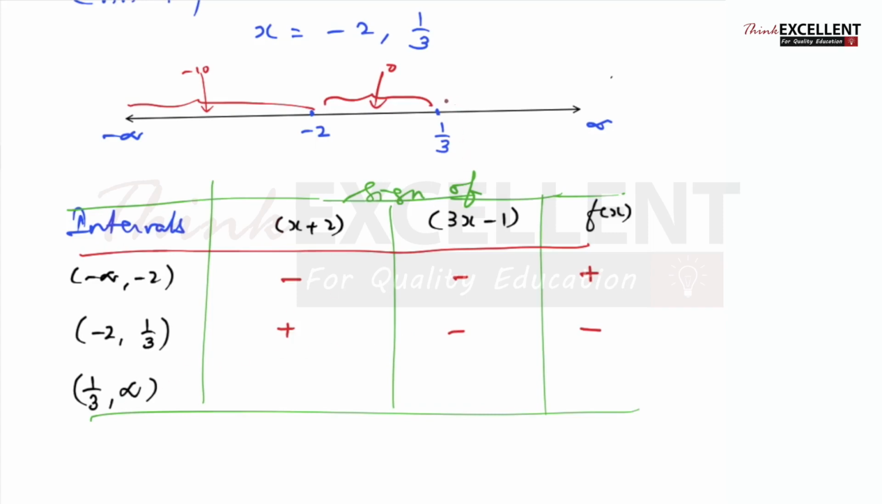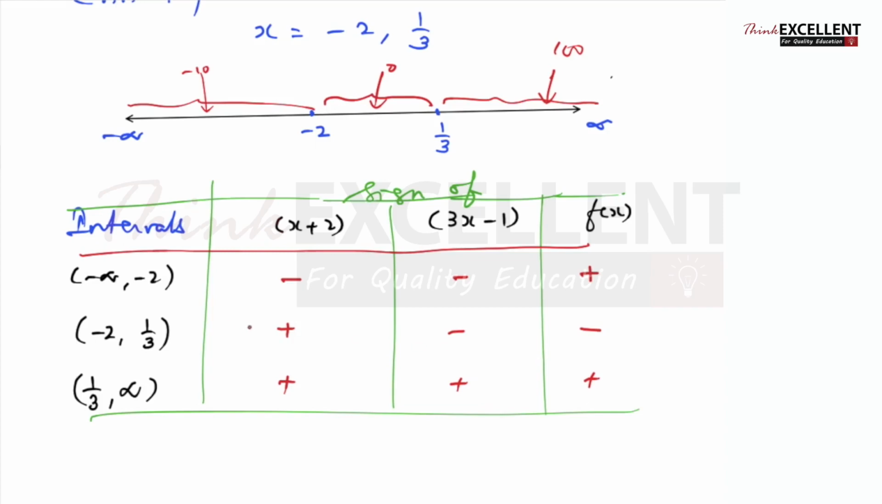Third one, 1 by 3 to infinity, greater than 1 by 3. You can take any number. So think high. Take some big number, easy to calculate, right? We are not going to do the actual calculation, no? Positive or negative, that's all. Say, I'm taking 100. For x, you put 100 plus 2, 102, positive. 3 into 100, 300 minus 1, positive. Positive into positive, positive, that's all. Up to this, it is common for any question of this type.